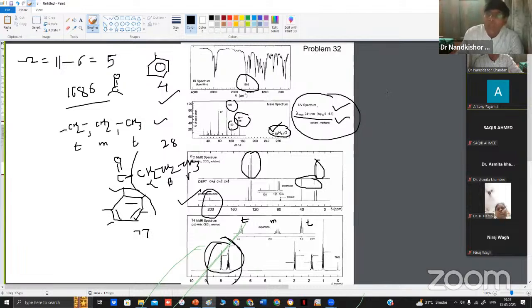So this is all about how to elucidate the structure by knowing the spectra of IR, UV, NMR, mass, and C13, including DEPT. Sometimes they may give the off resonance or proton coupled spectrum wherever it's applicable. So this is all about how to elucidate the structure of an organic molecule from the spectra.